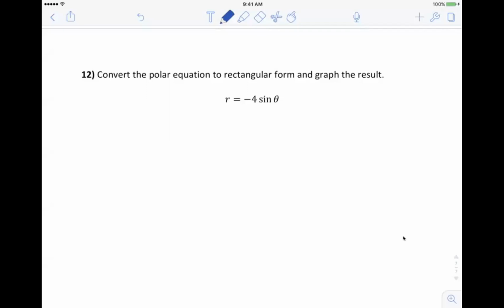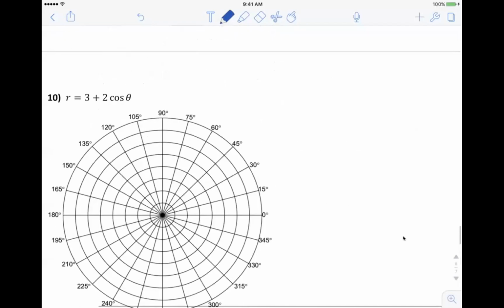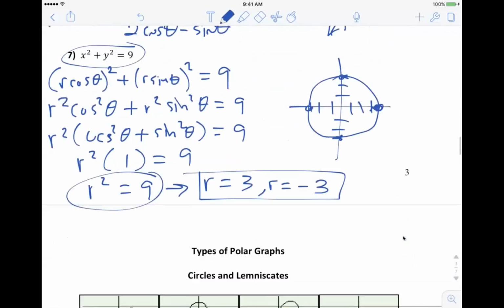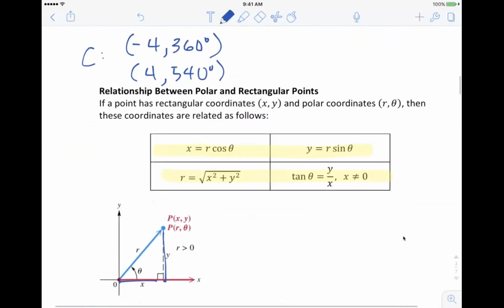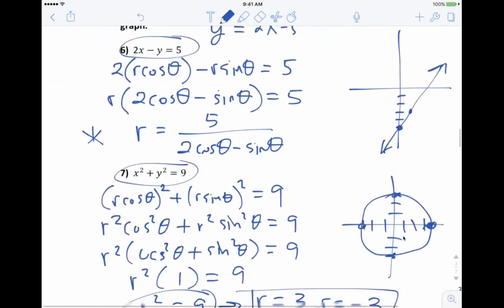Okay, how about this one? This one says convert to rectangular form first, and then graph the result. So how can I do that? This is going to go back to using those little equations from earlier in the handout. Where are they? These. You want to use those for this problem. In particular, I think the ones that come into play here will be this one and this one. So let's see how that will work out.